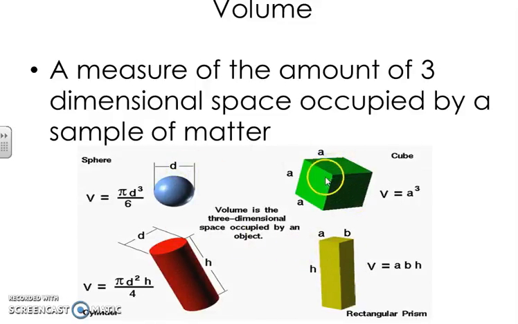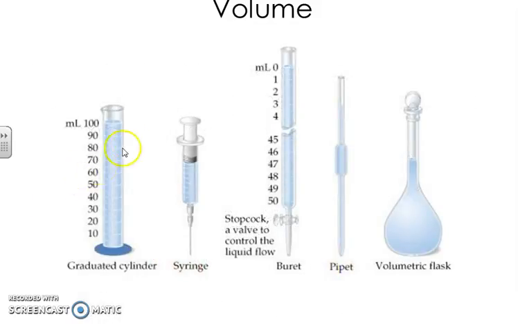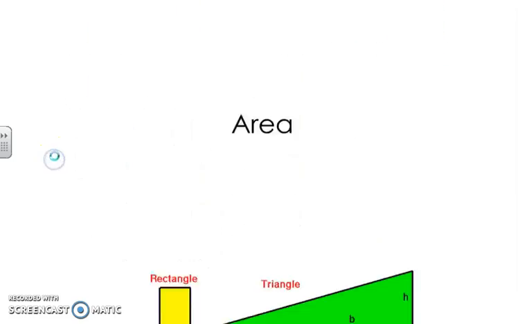We have rectangular solids, we have cylinders, and we can calculate volumes for all of those. We have liquid volume also. We can measure it with a graduated cylinder, a syringe, a burette, pipettes, volumetric flasks, being just some pieces of equipment that we can use to measure volume.